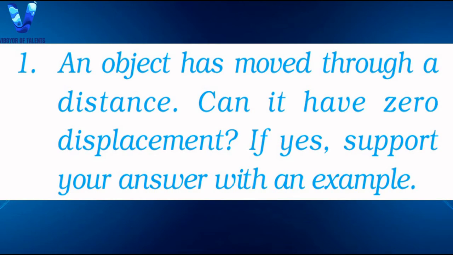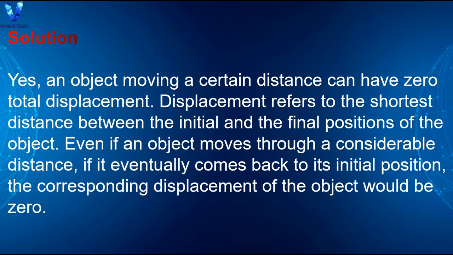First question. An object has moved through a distance. Can it have zero displacement? If yes, support your answer with an example. So let's look at the answer for it. Yes, an object moving through a certain distance can have zero total displacement. Do you know why? Displacement refers to the shortest distance between the initial and the final position of the object, as we have seen before. Even if an object moves through a considerable distance, if it eventually comes back to its initial position, the corresponding displacement of the object would be zero. So it has been proved.